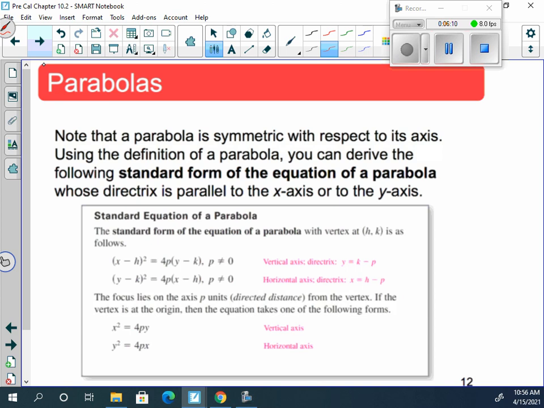Because when we have x squared, we're dealing with a parabola that's going up or down, so the focus is going to be up or down vertically. Or when we have y squared, we're dealing with a parabola that's going to the left or to the right, so its focus would be moving along the x-axis. Questions on any of this here? Y'all remember doing this?